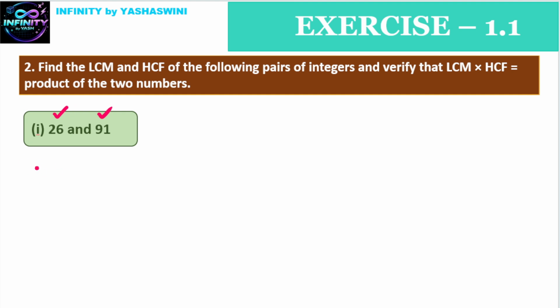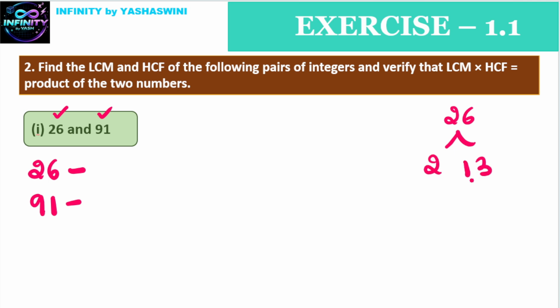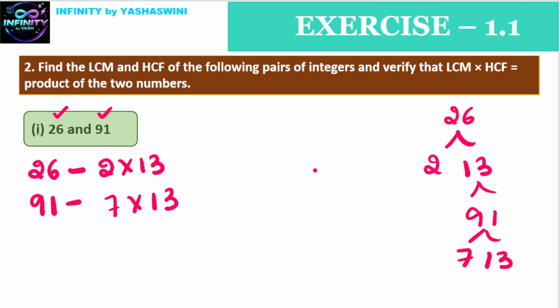Before finding LCM and HCF, you have to express the given numbers as the product of prime numbers. How to express 26 as a product of prime numbers? We can write 26 as 2 times 13, right? And 13 is a prime number. Further, we cannot divide. So 2 times 13. Now 91. 91 is divisible by 7, so 7 times 13. Now we have expressed the numbers as a product of prime factors.